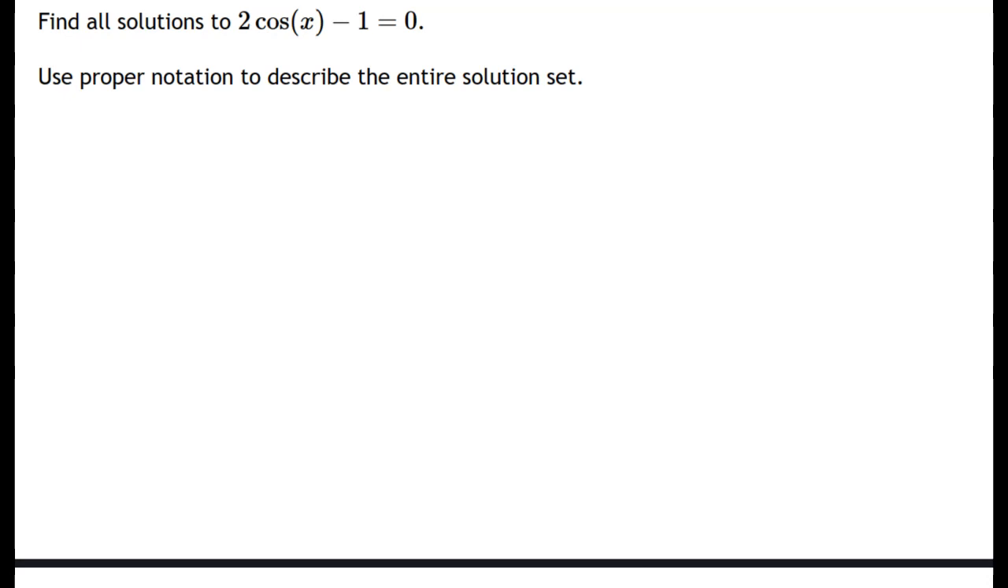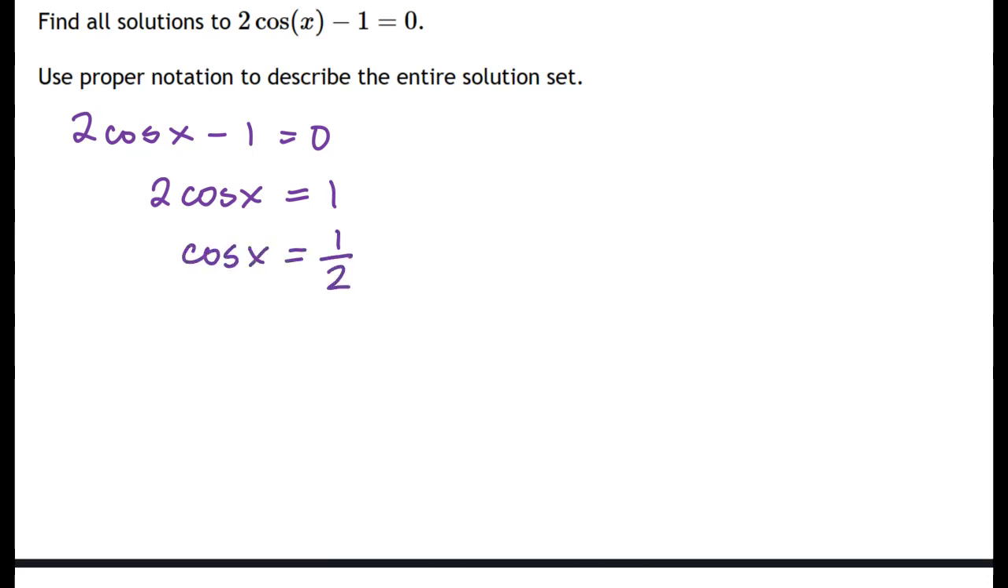So I'm going to say 2 cosine x minus 1 equals 0. I can add 1 to both sides, which will leave me with 2 cosine x equals 1. I can divide both sides by 2, which leaves me with cosine x equals 1/2. And whatever version of this you might have, you should get a special value.